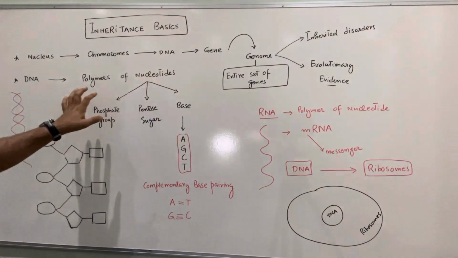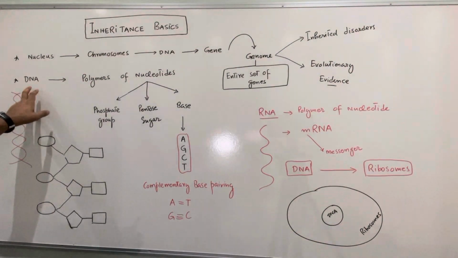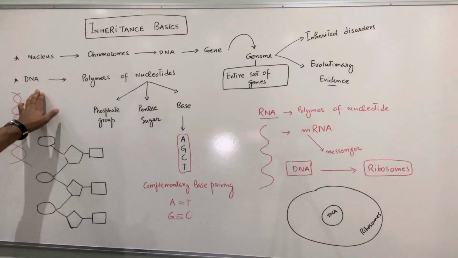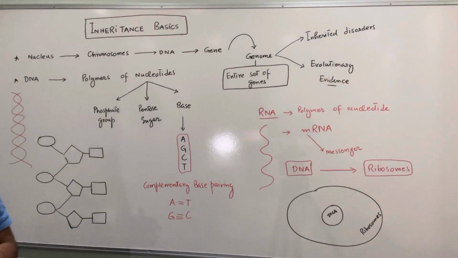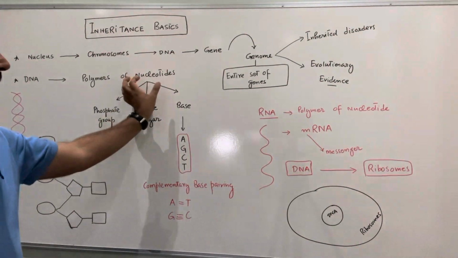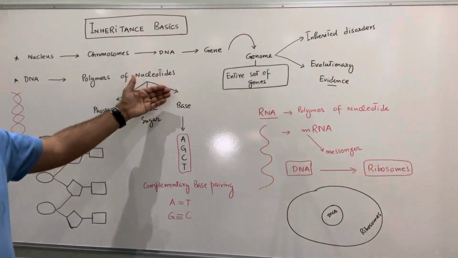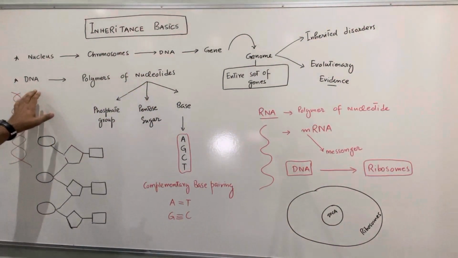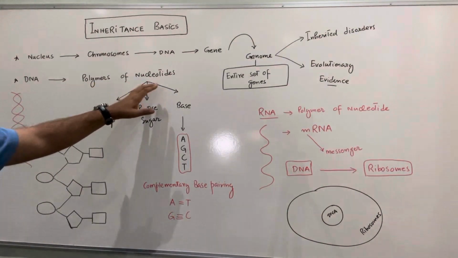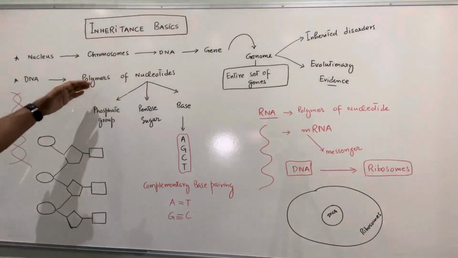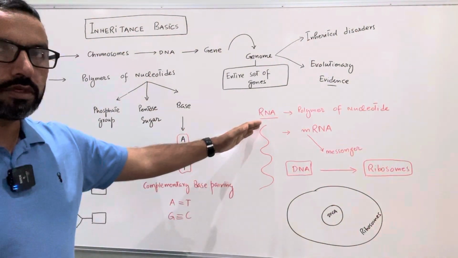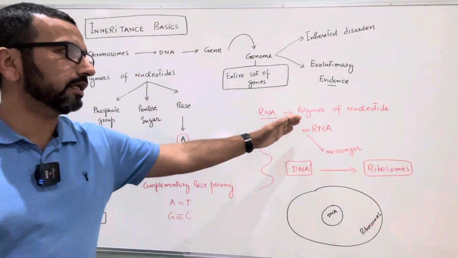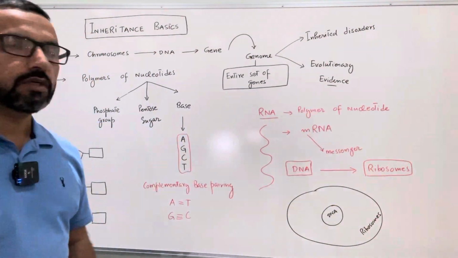So what is our DNA? DNA stands for deoxyribonucleic acid, and these are polymers of nucleotides. A nucleotide is a monomer, a basic unit which repeats itself and makes a DNA. So polymer means nucleotides repeat themselves to make a DNA, or to make another version which is called RNA, that is also a polymer of nucleotides.